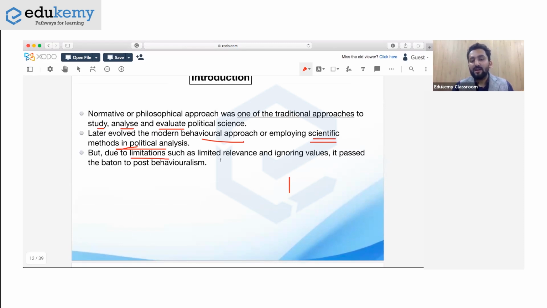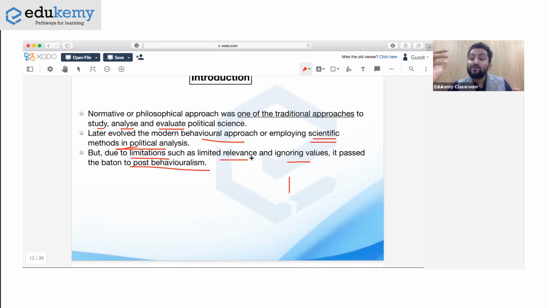What are the limitations? Limited relevance, ignoring values, because too much focus on techniques, not values, like we were discussing about values and the normative approach. It passes the baton to post-behavioralism, because there was a crisis here. In the 1960s, there was too much stress on techniques, and that is why we evolved post-behavioralism. It means behavioralism is also not perfect. We should go for post-behavioralism.